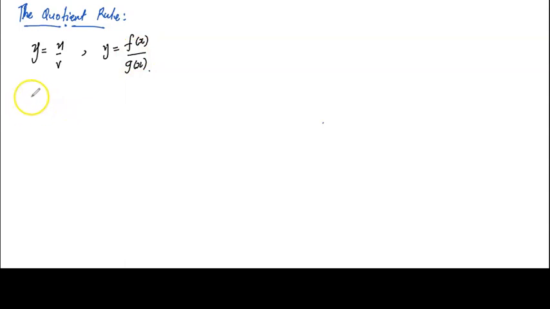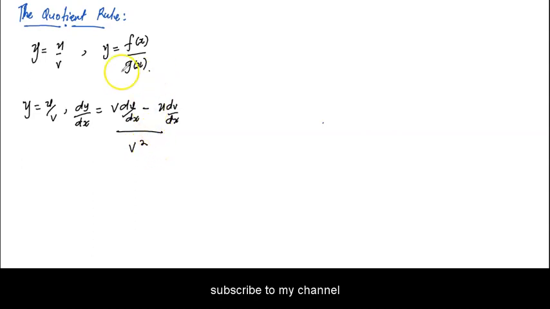And the quotient rule says that if y equals u over v, the derivative, dy/dx, is going to be v times the derivative of u, minus u times the derivative of v, divided by v squared. This is the quotient rule.